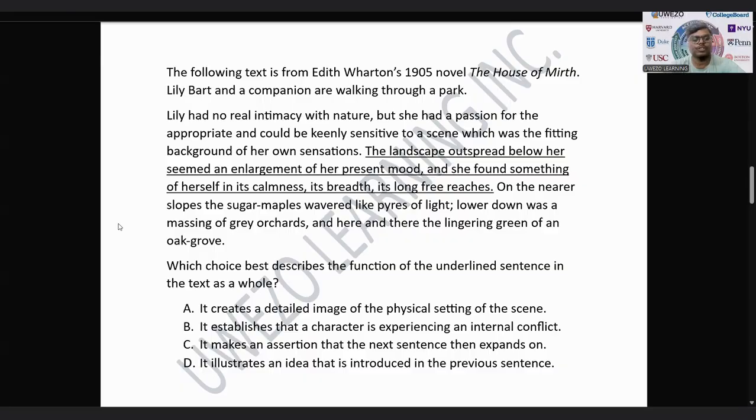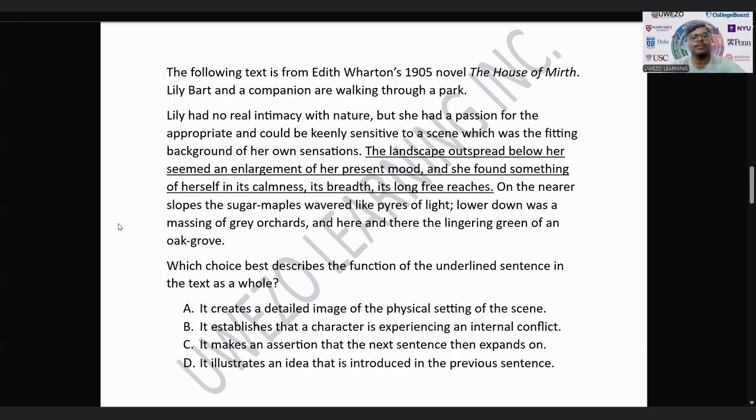So here is the structure question. The question says, which choice best describes the function of the underlined sentence in the text as a whole? So let's start with the text. Remember, you always have to read the entire text. There is no skimming. The following text is from Edith Wharton's 1905 novel, The House of Mirth.